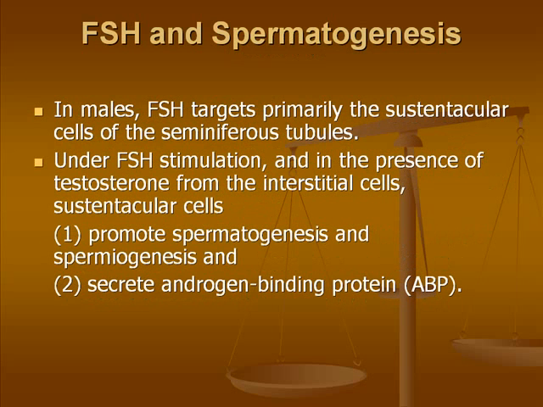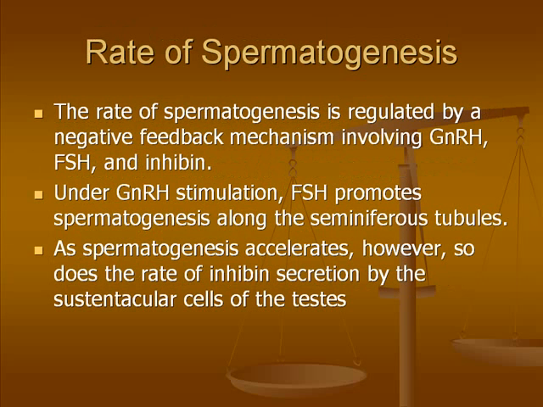Under follicle-stimulating hormone stimulation, in the presence of testosterone from the interstitial cells, the sustentacular cells promote spermatogenesis. We also see the secretion of androgen-binding proteins. The rate of spermatogenesis is regulated by the negative feedback mechanism that we already talked about, the production of inhibin, as it goes back to the level of the pituitary gland and possibly back to the level of the hypothalamus to shut off the system.